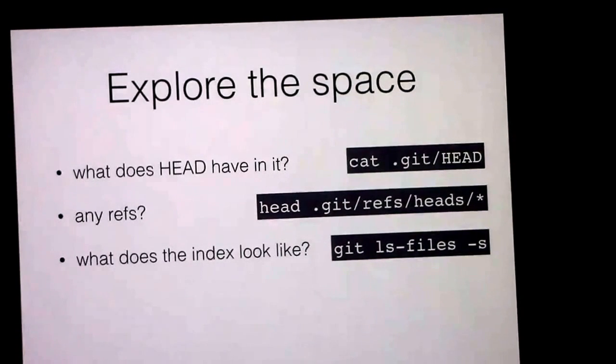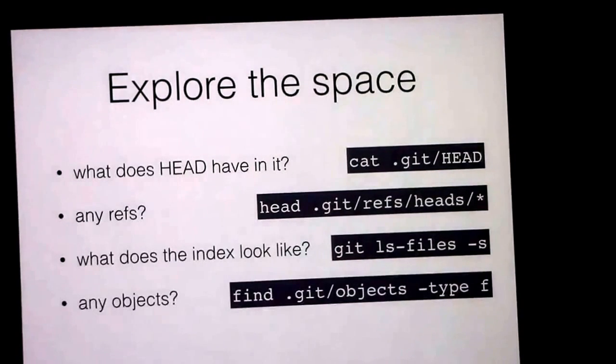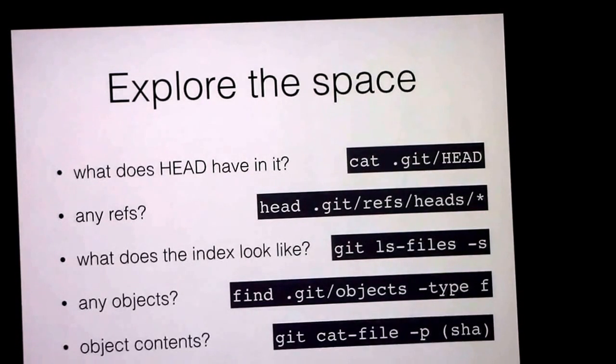Some of these commands are what in the Git world we call plumbing. There's plumbing and porcelain. Plumbing are the commands that you don't use on a day-to-day basis, but are useful for exploring how Git works. The porcelain ones are what you would use day-to-day in your work or school or whatever you're doing. ls-files is definitely a plumbing command. Are there any objects? We're going to use the find Unix command. And what are the contents of a certain object? cat-file is another plumbing command that you don't use on a daily basis.